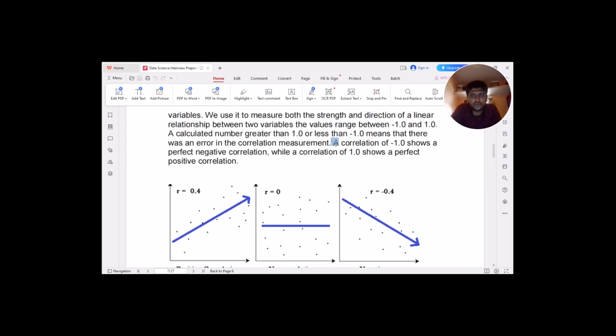A correlation of -1.0 shows a perfectly negative correlation. We can only say it is perfectly negative correlated when the correlation is -1.0. A correlation of 1.0 shows a perfect positive correlation. When r equals 0.4, it is positively correlated. So r should come under 1.0, and either be positively correlated or negatively correlated.